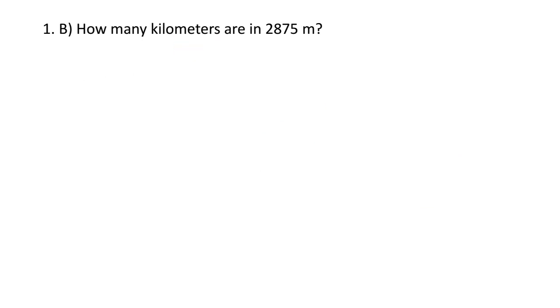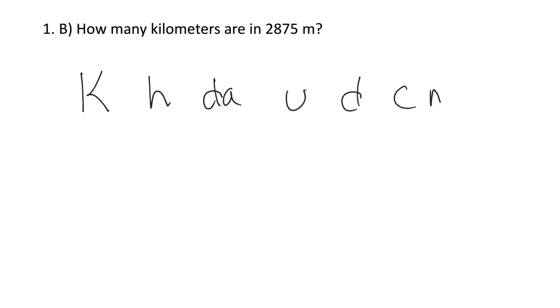Okay, so let's do the next one. Now, remember, before we even start any of this, we're going to write our chart. So King Henry doesn't usually drink chocolate milk. Okay, so now for this one, it's how many kilometers are in 2,875 meters. So we're going to start with meters. So I'm going to write down my 2875. I'm going to put my decimal point at the end. And we're going to go to kilometers.